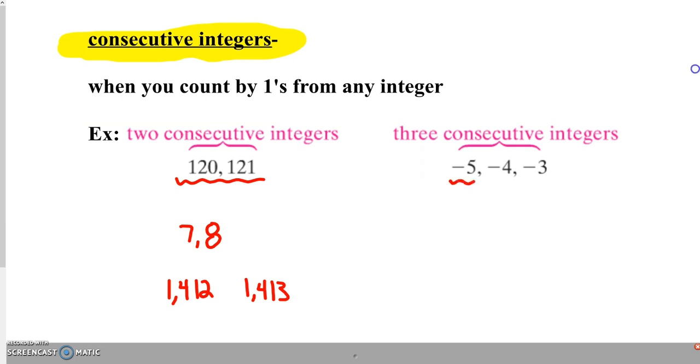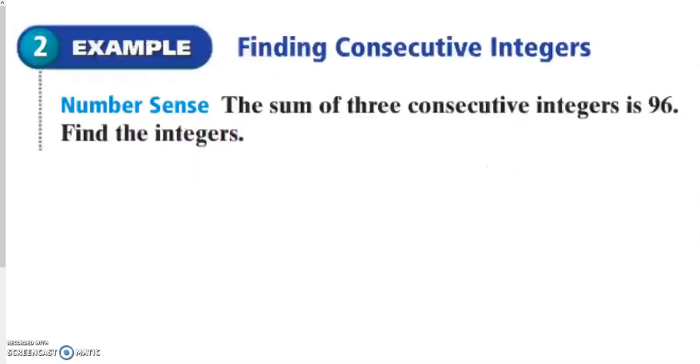Here's three consecutive integers. They chose negatives: -5, -4, and -3. Three more consecutive integers could be 11, 12, 13, and so on and so on. So consecutive just means in a row. Thinking of the number line is a good way to think of consecutive integers. Okay? So here's an example.